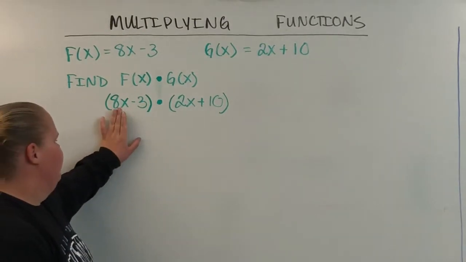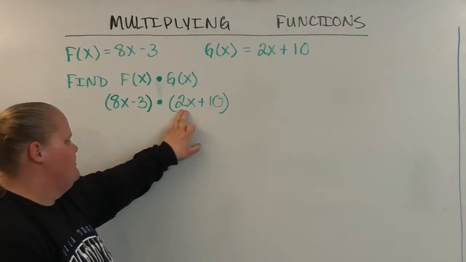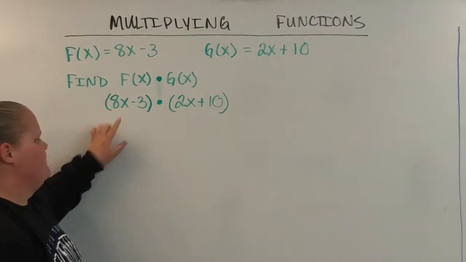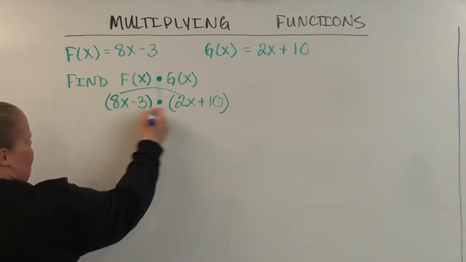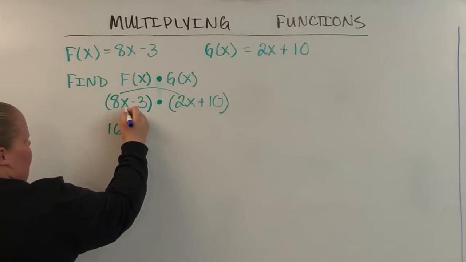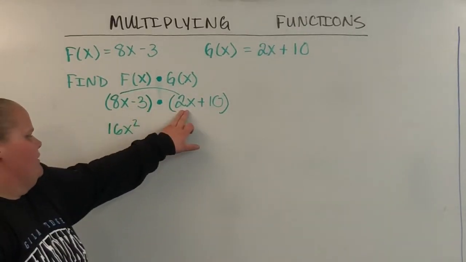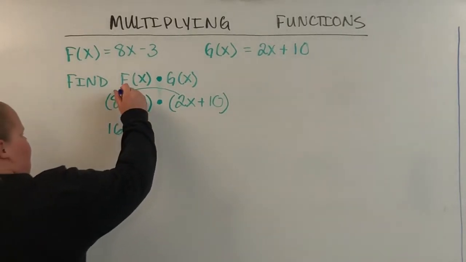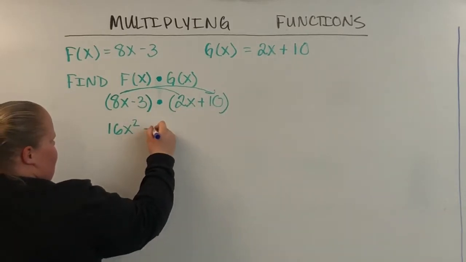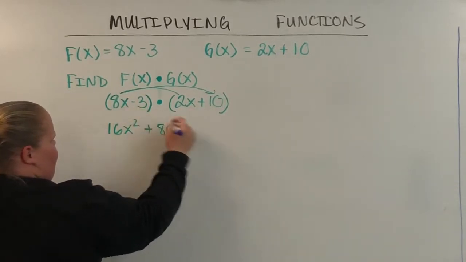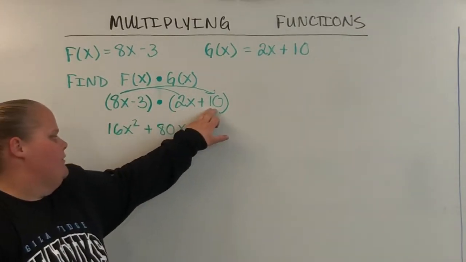You're going to multiply 8x times everything in here. Then you're going to multiply negative 3 times everything in here. We're going to start with 8x times 2x. 8 times 2 is 16. X times x is x squared. So that is 16x squared. Then we're going to do 8x times 10. 8 times 10 is a positive 80, and we have that x. Okay, so 8x has been multiplied by everything in here.